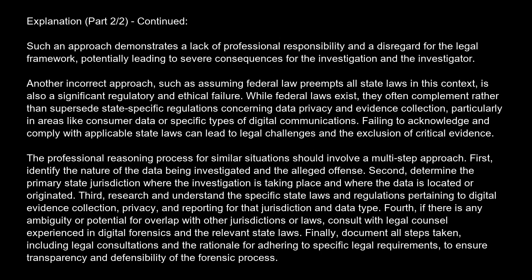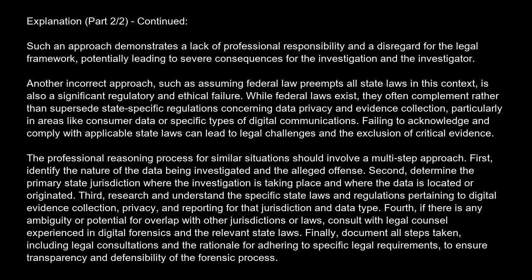The professional reasoning process for similar situations should involve a multi-step approach. First, identify the nature of the data being investigated and the alleged offense. Second, determine the primary state jurisdiction where the investigation is taking place and where the data is located or originated.